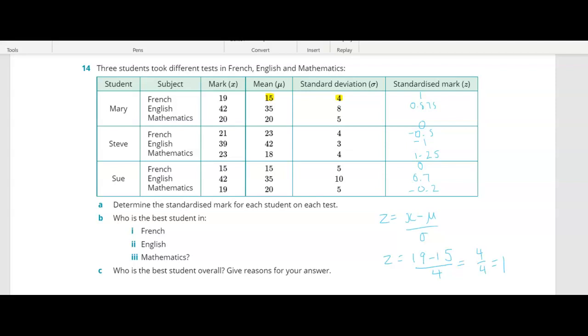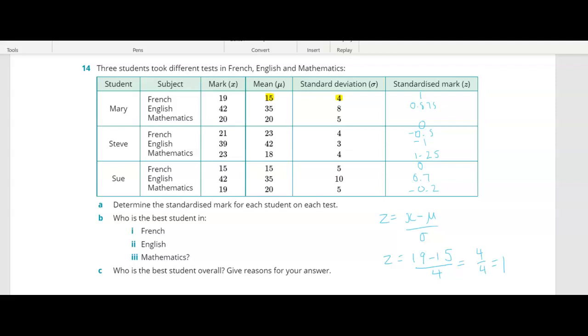So if we look at the standard score though, Mary actually did better. She's got a standard score of 1, whereas Steve got a negative standard score and Sue got the same as the mean, so 0. Okay, so who is the best in French? Probably Mary. She's got the better standard score.